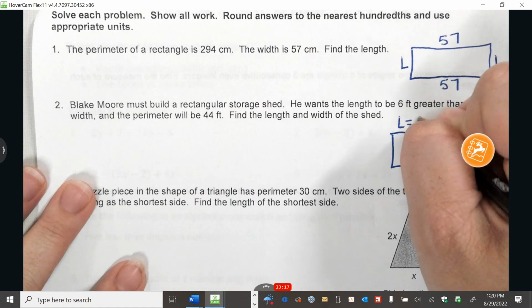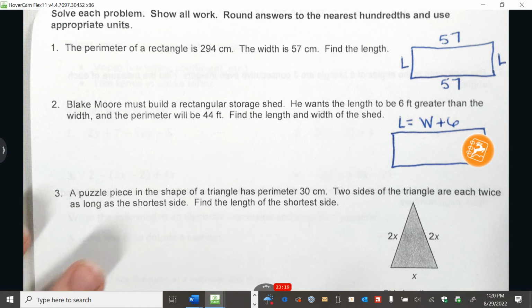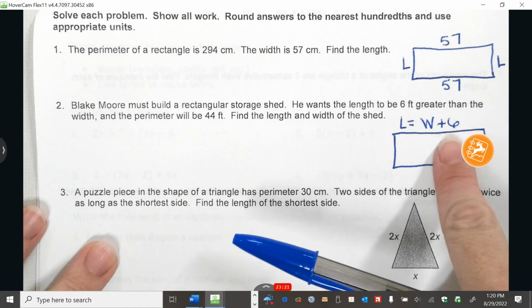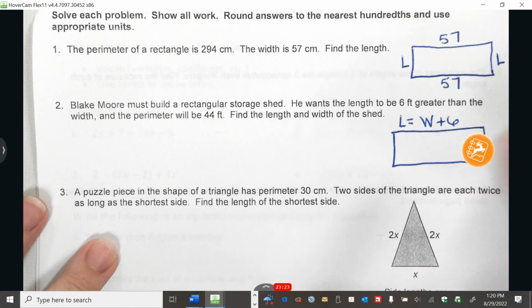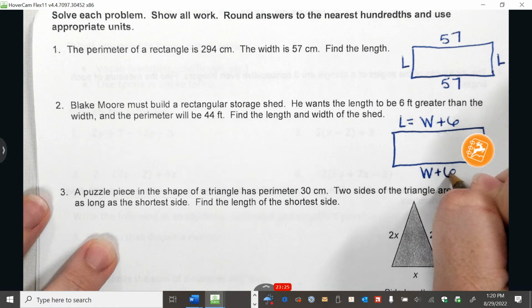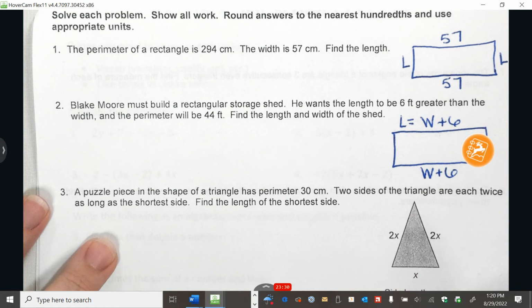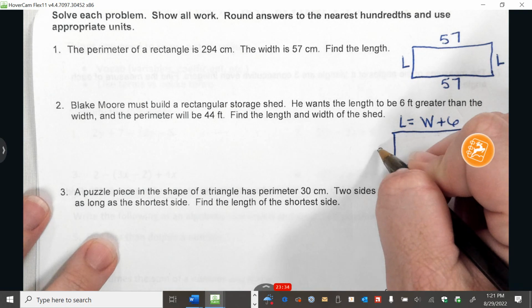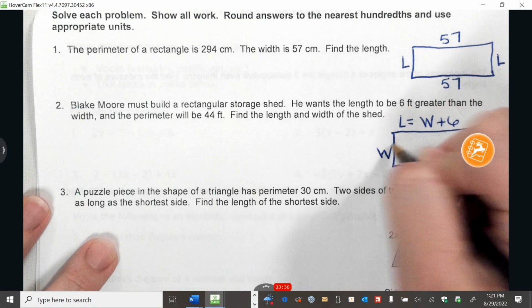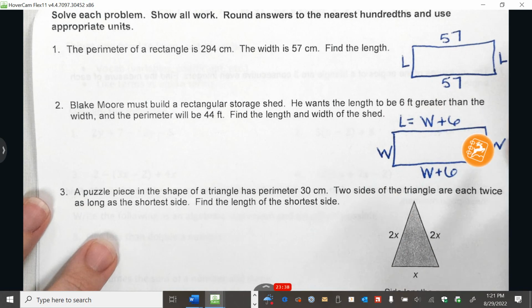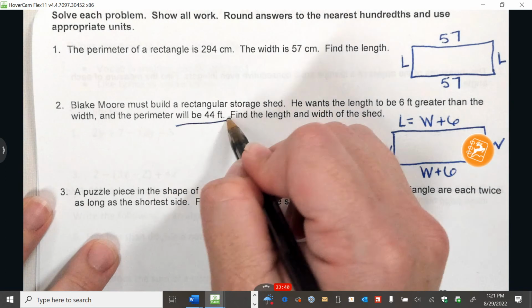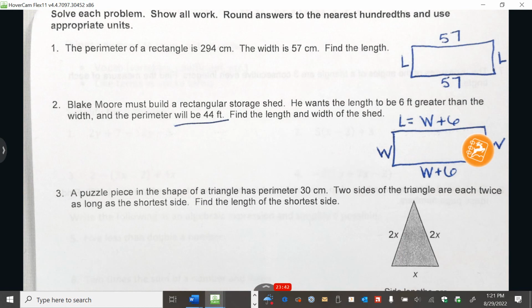Well, we can use W to represent width, right? So we know our length equals width plus 6. Well, if this is my length, this is also my length. Do I know what my width is? What did I just use to represent my width? W. So what am I going to use on this side for my width? W. So same concept. Add all 4 sides, set it equal to your perimeter. Yes? Ready to go.